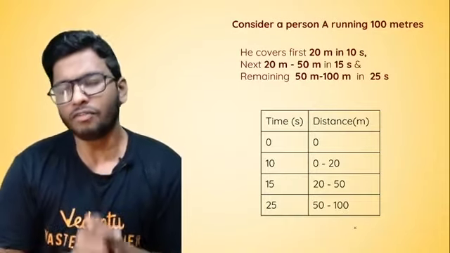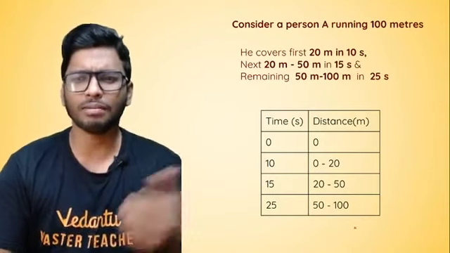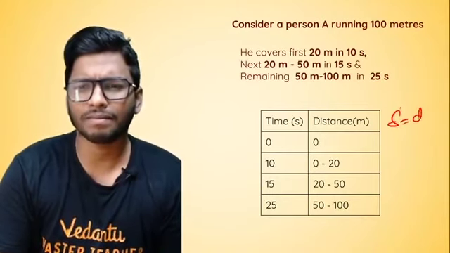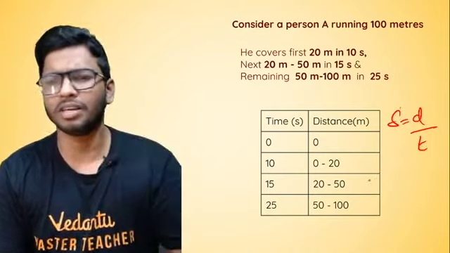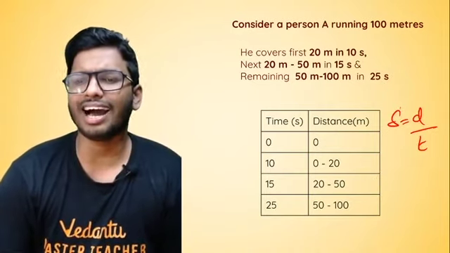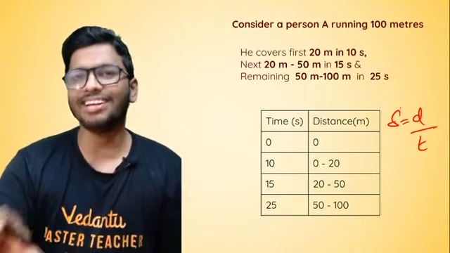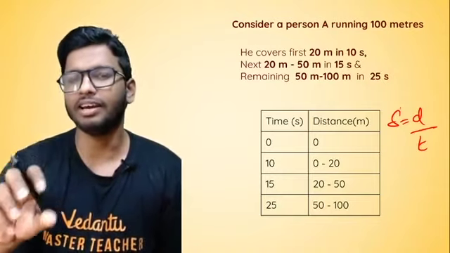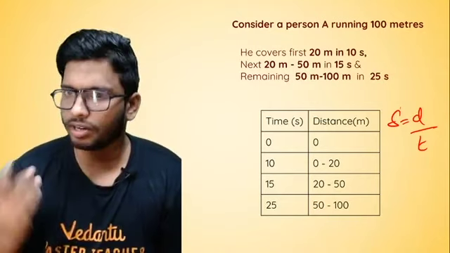Now, remember the formula of speed. What is the formula of speed? Speed is equal to distance by time. We've already seen that, right? Speed is distance by time, where d is distance, s is speed, and t is the time taken. So what I'm going to do is find out the speed at all these three intervals. Very simple.